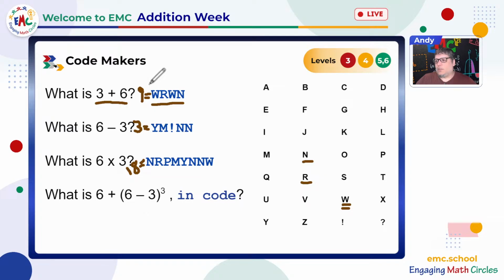But we know what this is called, right? In English, we would call this 9. So let's put English in red here. 9 is N-I-N-E. But we did W-R-W-N.